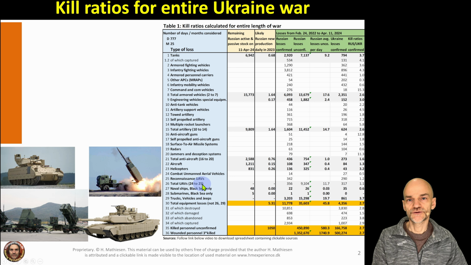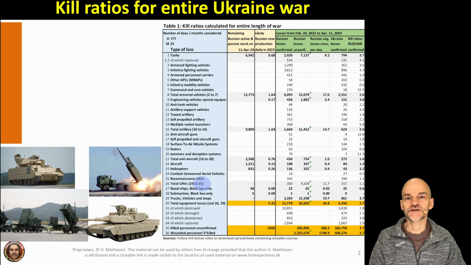The reason I don't include that is that they're not that reliable. It's difficult to define exactly what we mean with an unmanned aerial vehicle. It's flying things in the air, but there are so many different kinds of flying things, so I don't want that number to affect the total equipment losses.